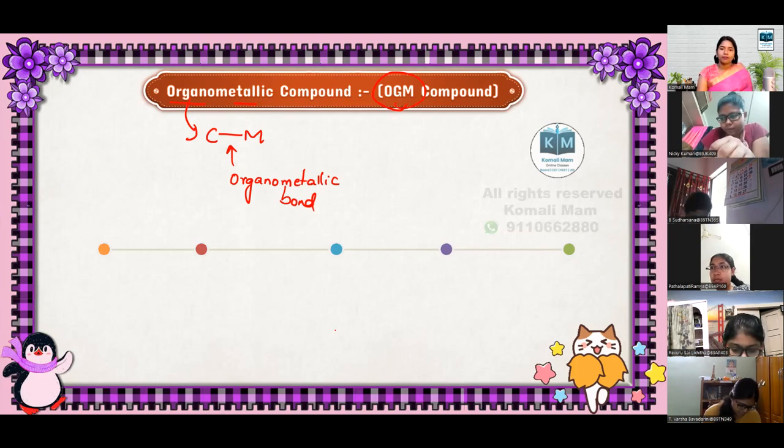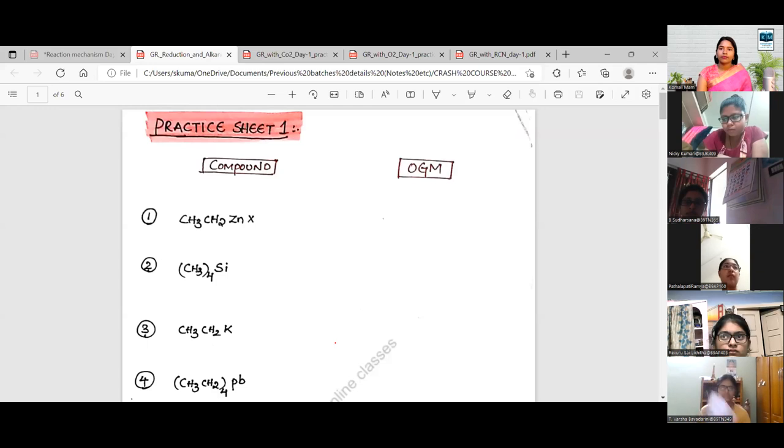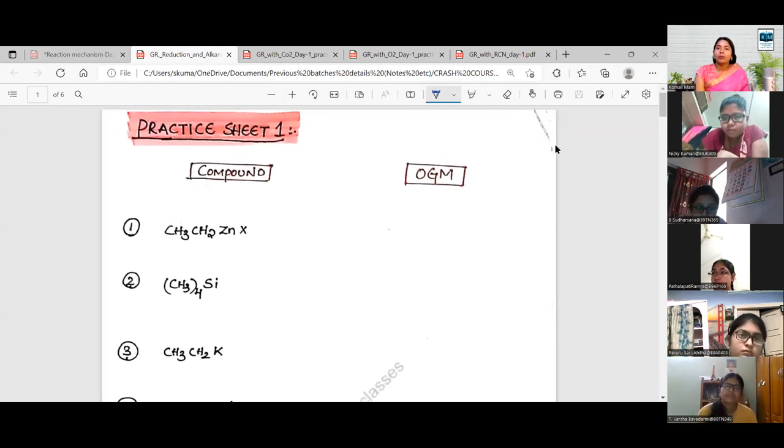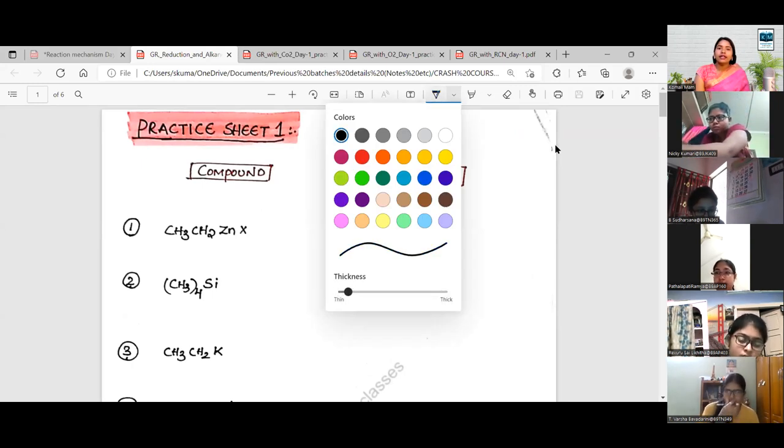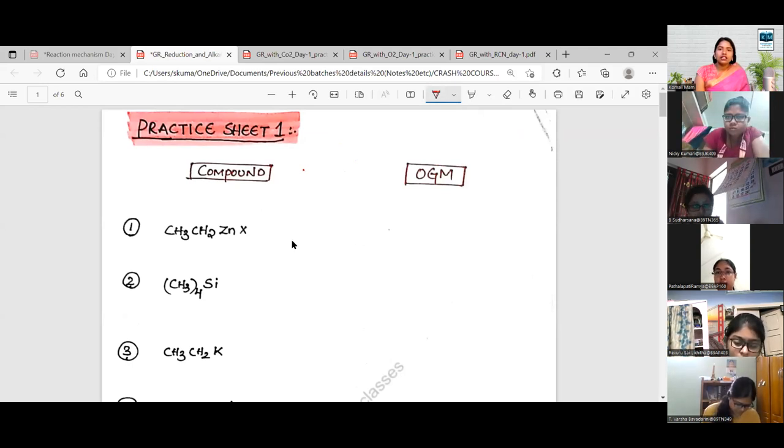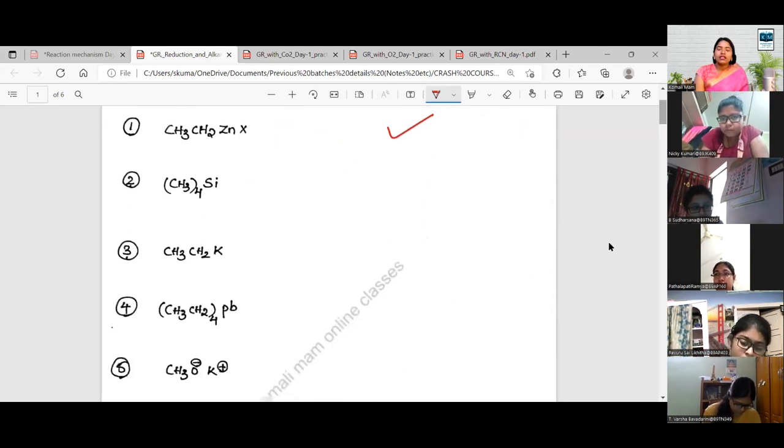Open your practice sheet. Can you see the screen? Okay. Now, let us see CH3CH2ZnX. Here, carbon and metal bond is there or not? Ma'am, you are not drawing the bond, no. But carbon and metal are directly connected. That is called an organometallic compound. The organometallic compound is very much useful for the formation of Grignard reagent. So this is an organometallic compound.